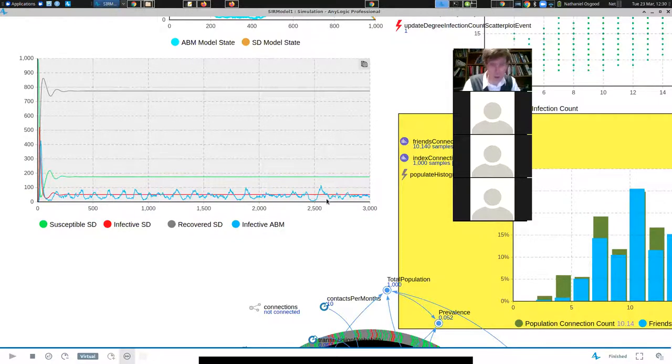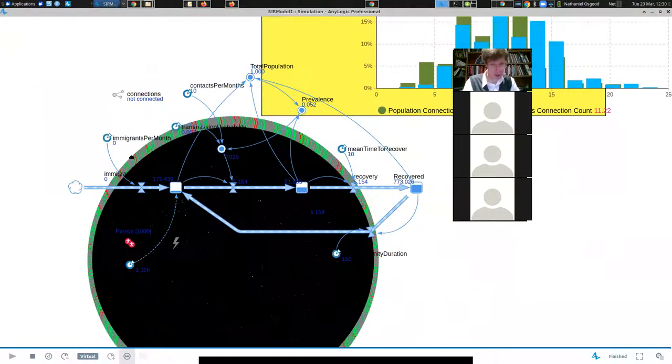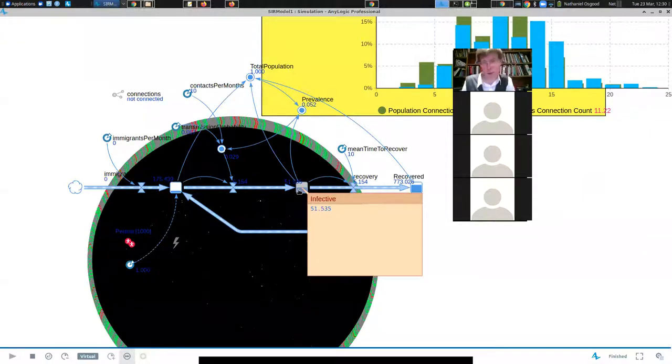And, you know, there's always a chance it'll go extinct. Like right here, it's getting awfully low. It could have gone extinct even there. And if you run it long enough, if you were to set this to run indefinitely, you would find that indeed it can go extinct quite easily due to those fluctuations.